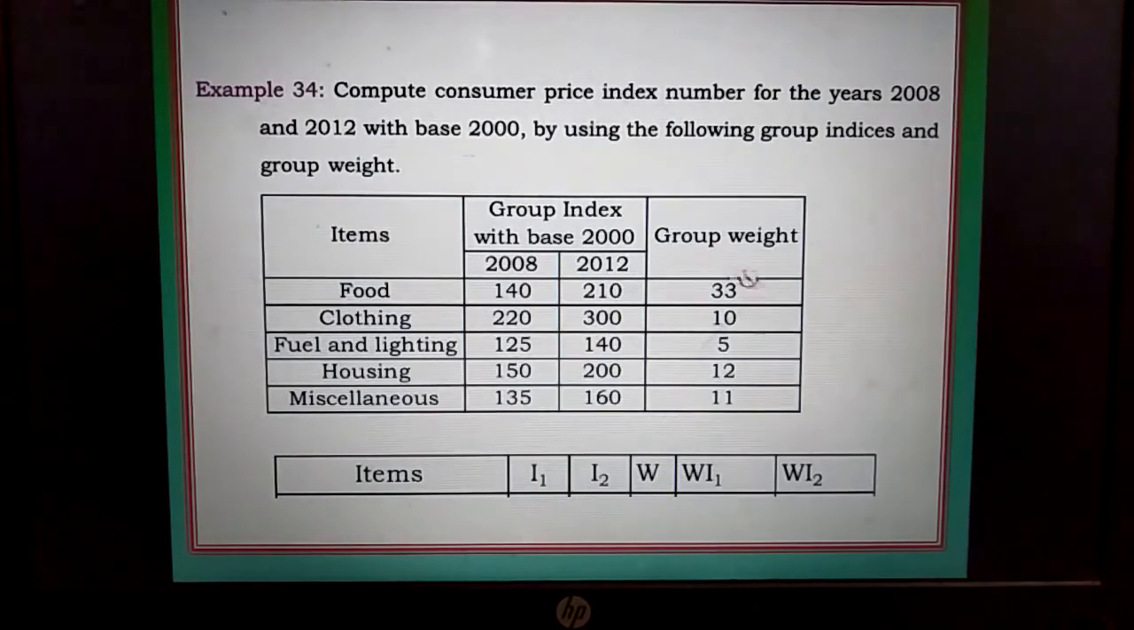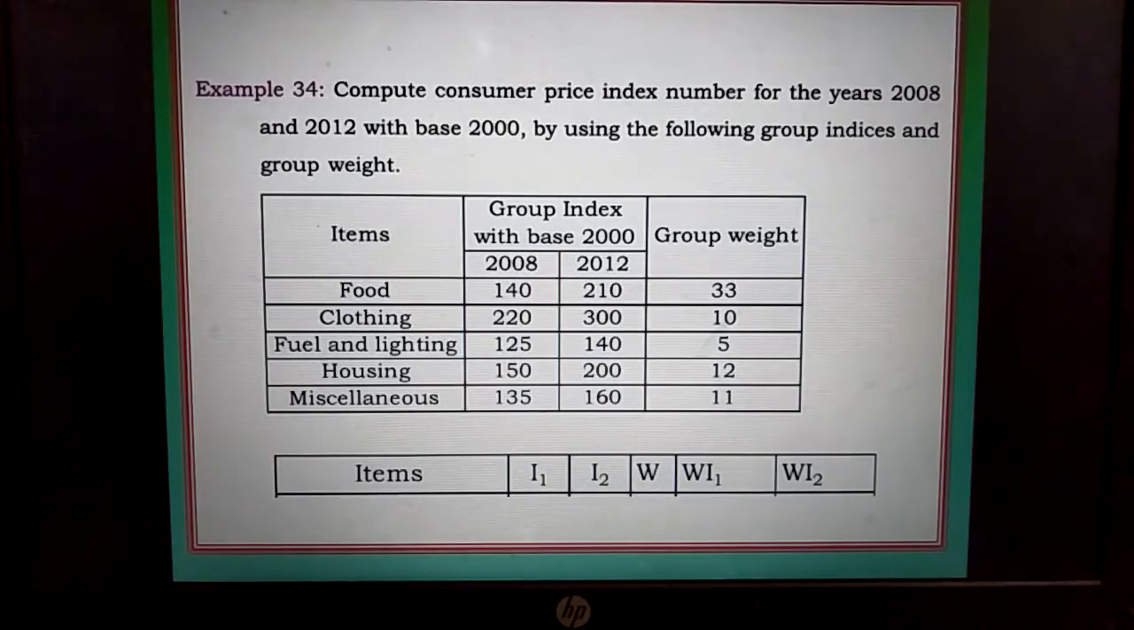And group weights are given, which is nothing but W. So two different index numbers for 2008 and 2012 are to be calculated. That's why here WI1 and WI2, the same weight. With I1 first it is to be multiplied, and secondly with I2 it is to be multiplied. So two different index numbers are needed.